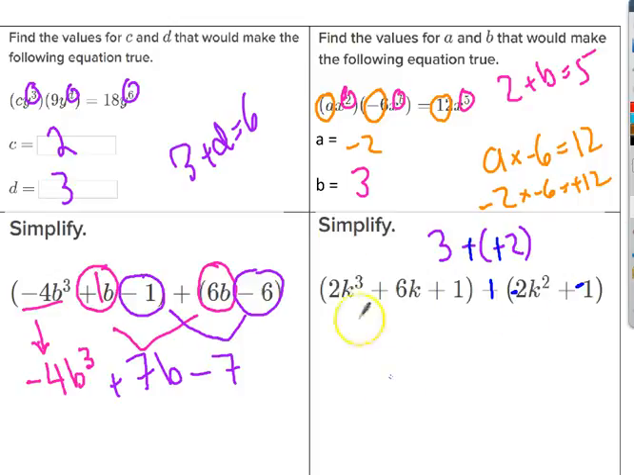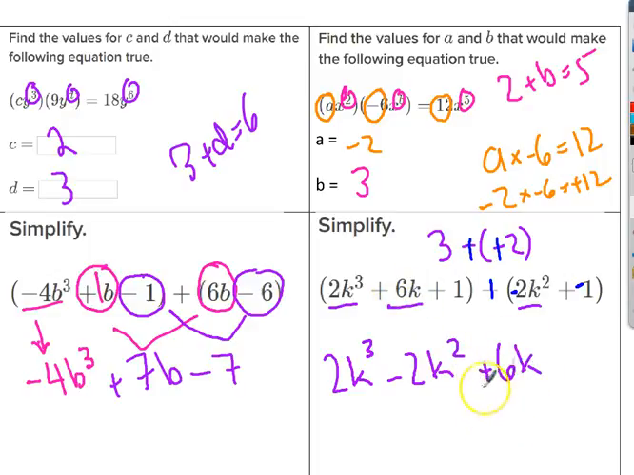Okay, and now I'm going to add my like terms. This is a cube. There's no other cubes. This is a square. There's no other squares. This is a k, and there's no other k's. And so the entire problem is just 1 minus 1. I'm talking about this plus 1 and this minus 1. 1 minus 1 is 0.